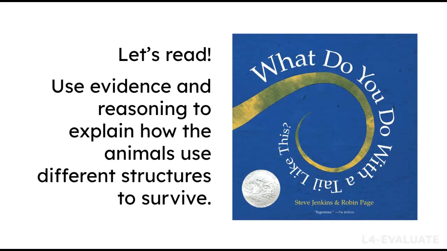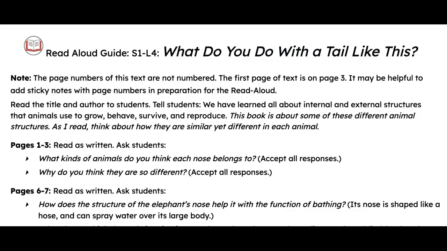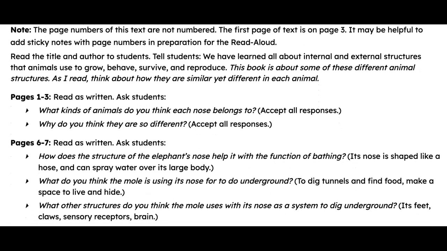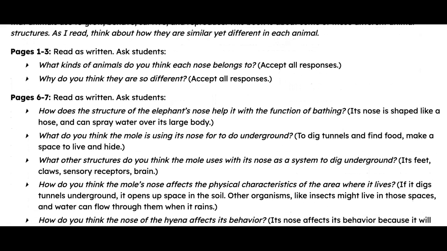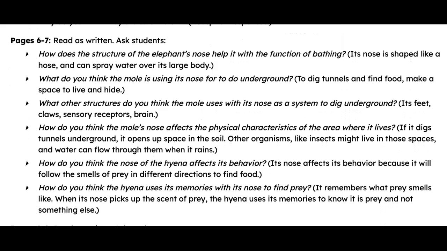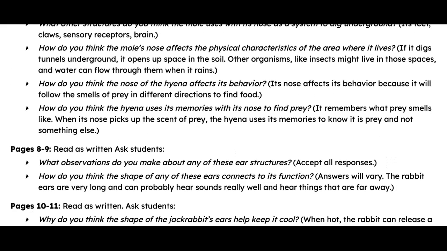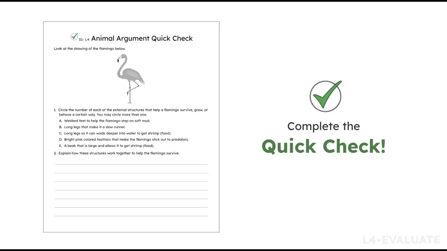For the Evaluate portion, you'll read, What do you do with a tail like this? Be sure to use the Read Aloud guide to see if students can use evidence and reasoning to explain how the animals use different structures to survive. You'll then have students complete the Animal Argument Quick Check student journal page.